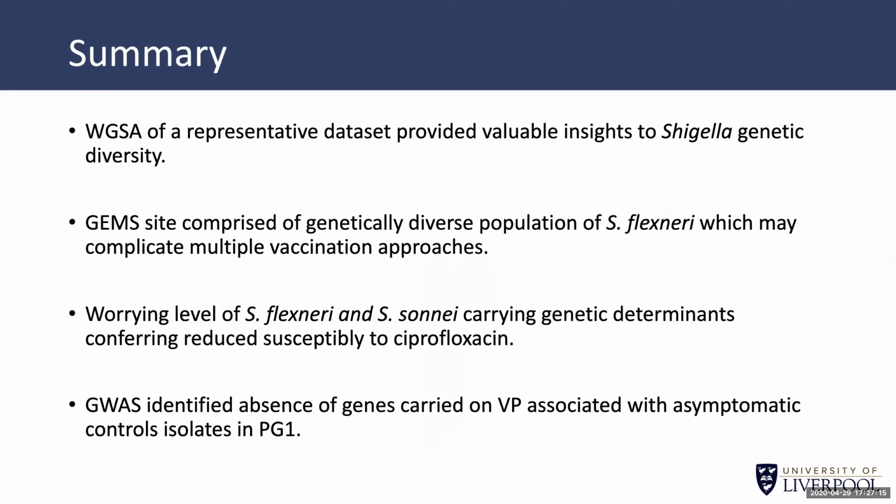So the results from this study demonstrate the important usage of whole genome sequencing analysis of a representative data set to provide insights into the Shigella causing the highest burden of disease. And we revealed that each GEMS site comprised a genetically diverse population of flexneri, which may complicate both conserved protein antigen and serotype-specific vaccination approaches.